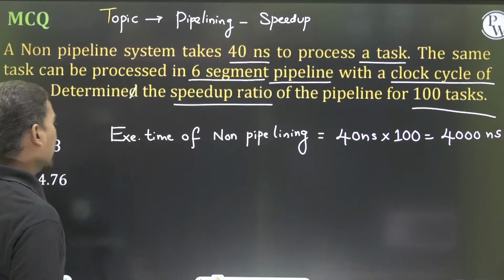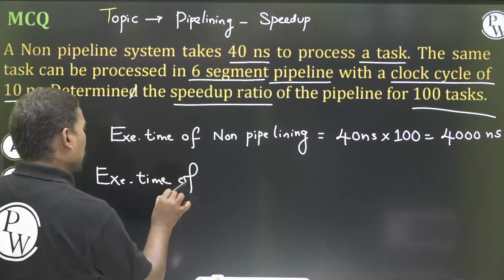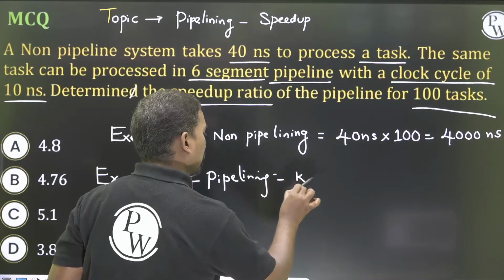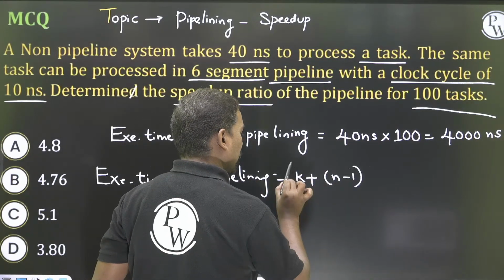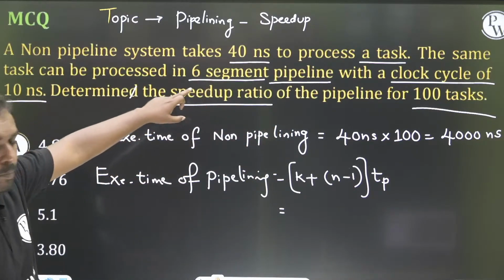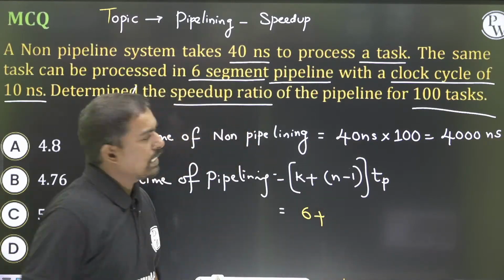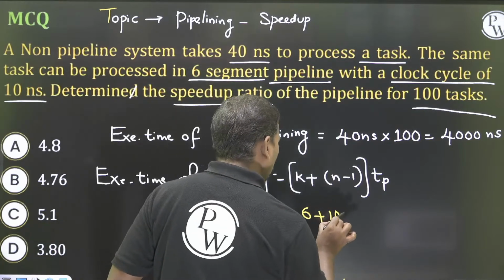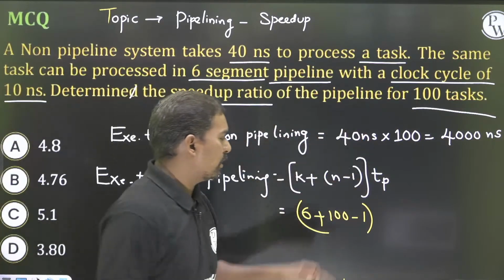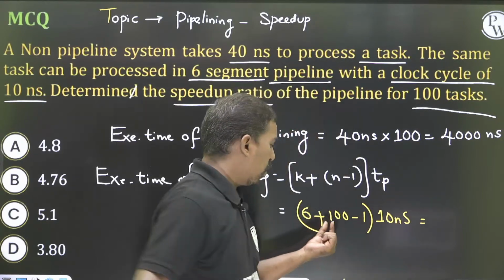Next, the execution time of pipelining. We know the formula: (K plus n minus 1) into Tp. What is K? K is the number of segments, which is 6, plus n is the number of tasks, 100, minus 1. Tp, the clock time of pipelining, is given as 10 nanoseconds. So how much are we going to get, my dear? Please calculate and tell me how much this is.